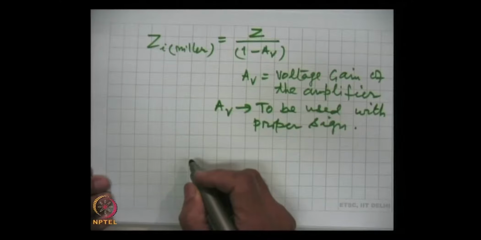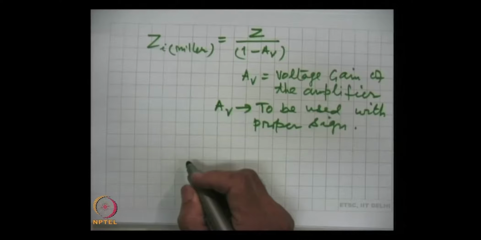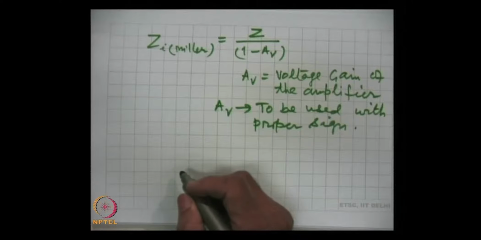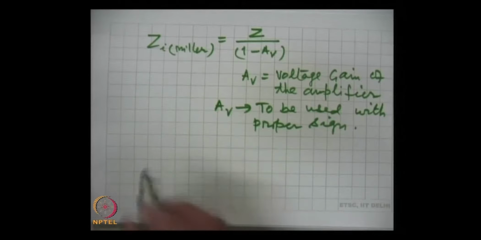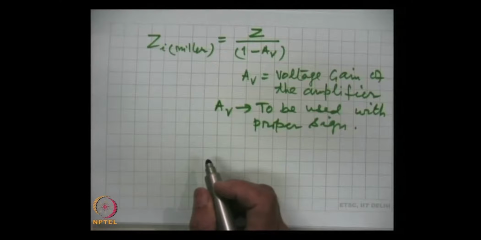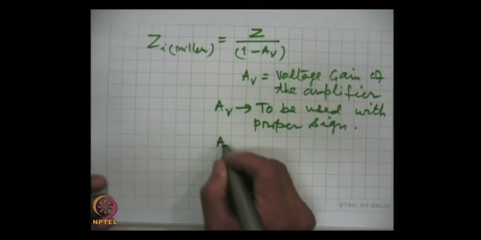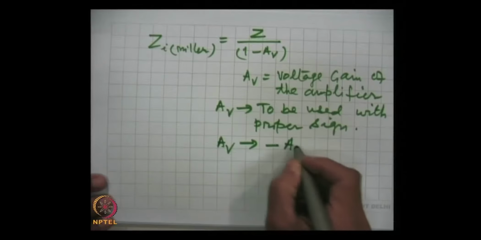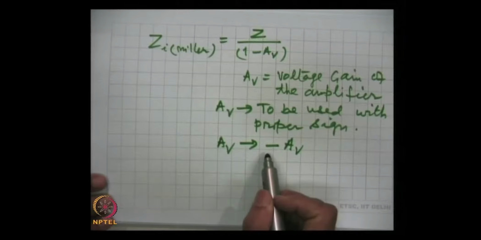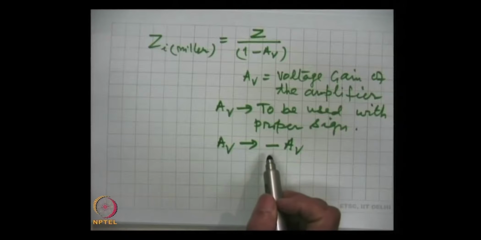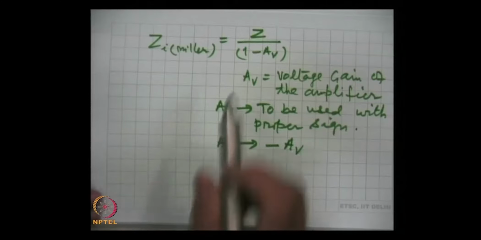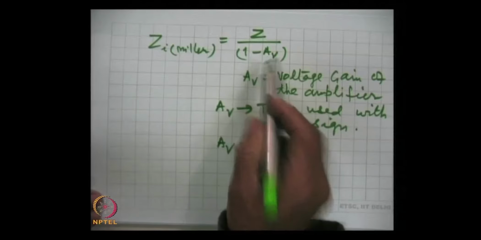You remember that in the CE amplifier, which is most widely used, there is a phase inversion at the output. That means input and output have a phase change of pi. So for the CE amplifier we will take examples and we will see that AV is to be used as minus AV, where this minus sign indicates phase reversal. When we use it for the common collector, the emitter follower, there is no phase inversion and AV has to be used as AV.